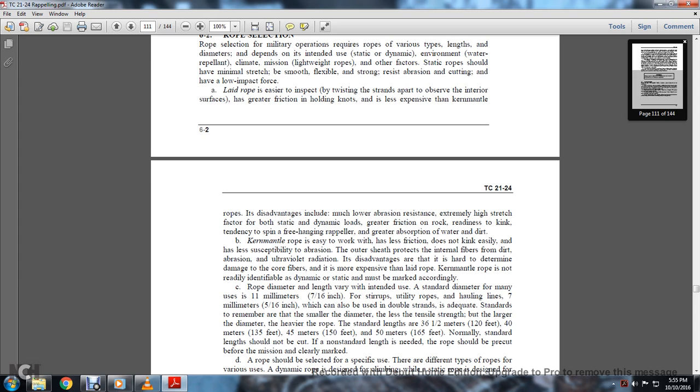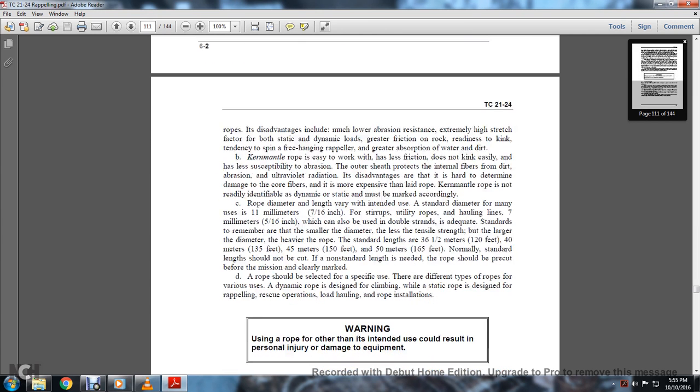Kernmantle rope is easy to work with. It has less friction, does not kink easily, and is less susceptible to abrasion. The outer sheath protects the inner fibers from dirt, abrasion, and ultraviolet radiation. Its disadvantages are that it is hard to determine damage to the core fibers, and it is more expensive than laid rope. Kernmantle rope is not readily identifiable as dynamic or static and must be marked accordingly.